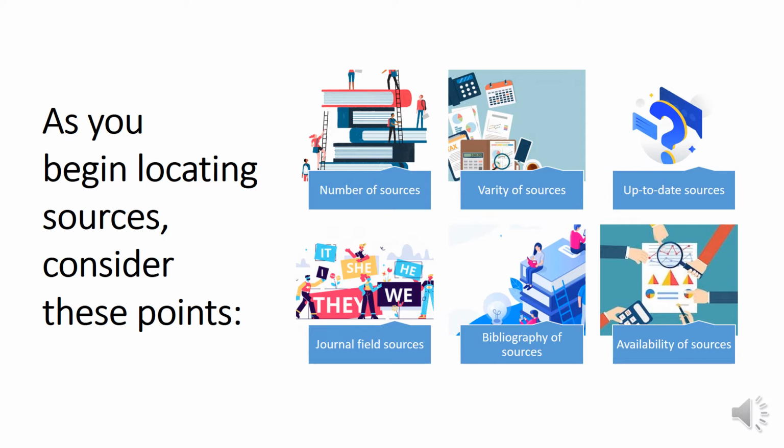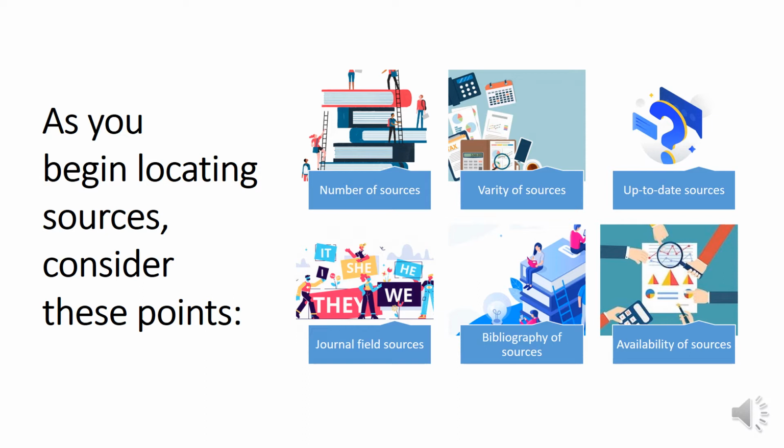So, as you begin locating sources, consider these points. It means when you are going to set your bibliography list, you have to take into consideration the following items. Number one, number of sources. Each research topic has a limit of sources. For example, for a report, at least maybe five to seven sources. So we have to take care of this number.